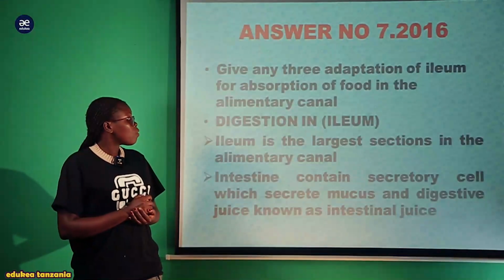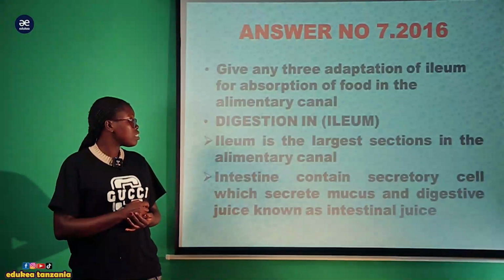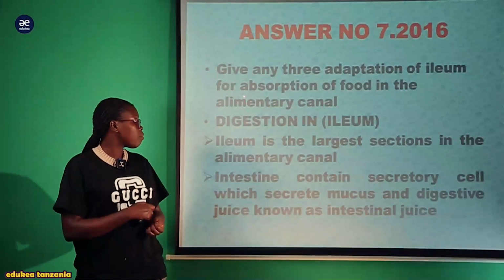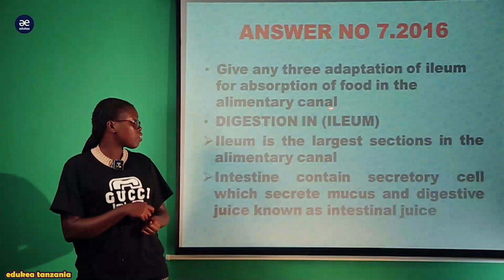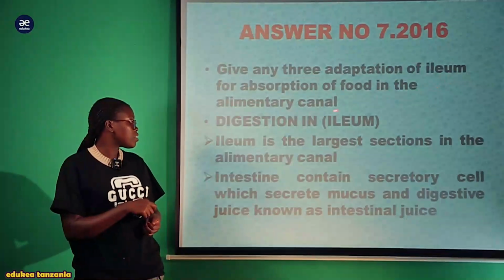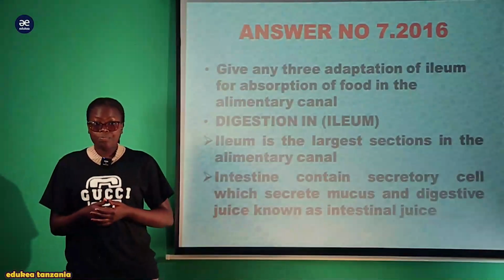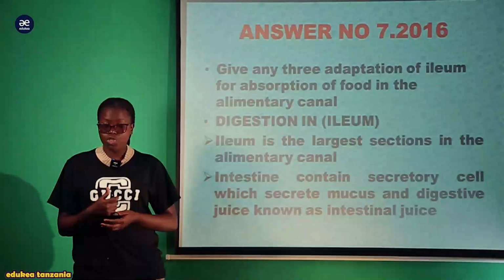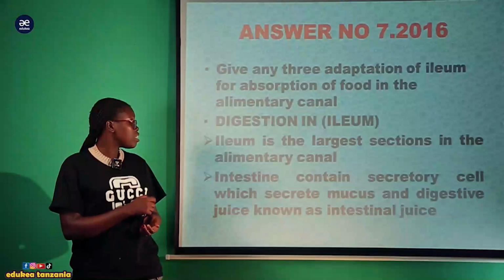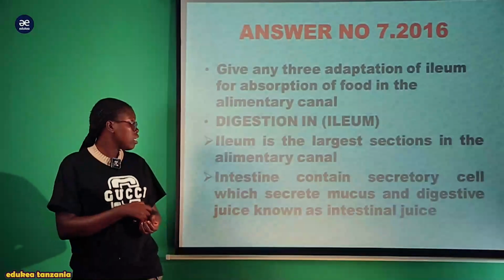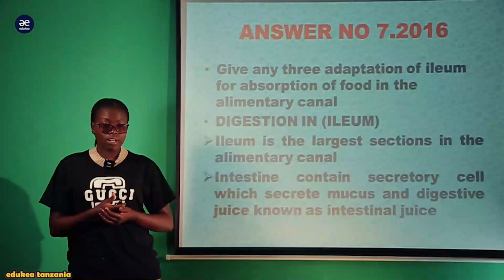Another question for Section B is question number 7, which needs you to give any 3 adaptations of the ileum for absorption of food in the alimentary canal. Now, the ileum, as we say, is one of the components of the small intestine, the largest portion of the small intestine. So you are needed to give how this ileum is adapted for the absorption of food, as part of the alimentary canal.